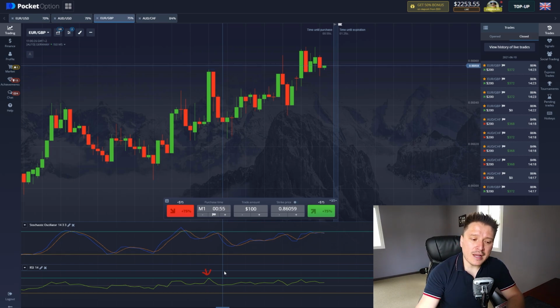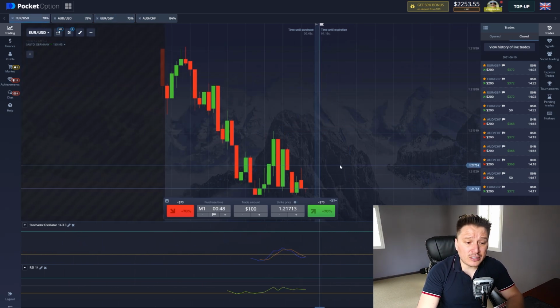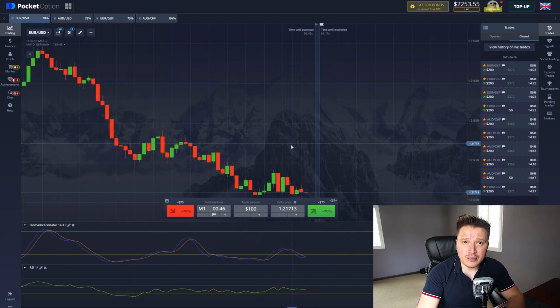Does that make sense? Now, obviously, and some people ask me this, what happens if it actually crosses the level? If it crosses the level, it's actually a way better entry point.